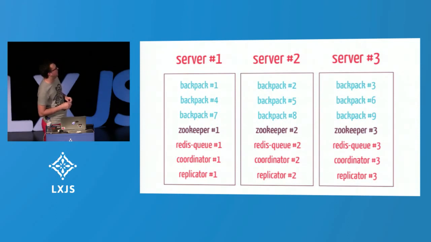This is the minimum: if you have 3 servers, you can keep it available if one server is dead. So if you have 3 zookeepers, this cluster can survive one dead zookeeper. Backpack actually doesn't care about anything. Coordinator nodes are all the same. Replicator nodes are all the same. So this way you can survive one server. If you have more servers, then you can survive more dead servers.